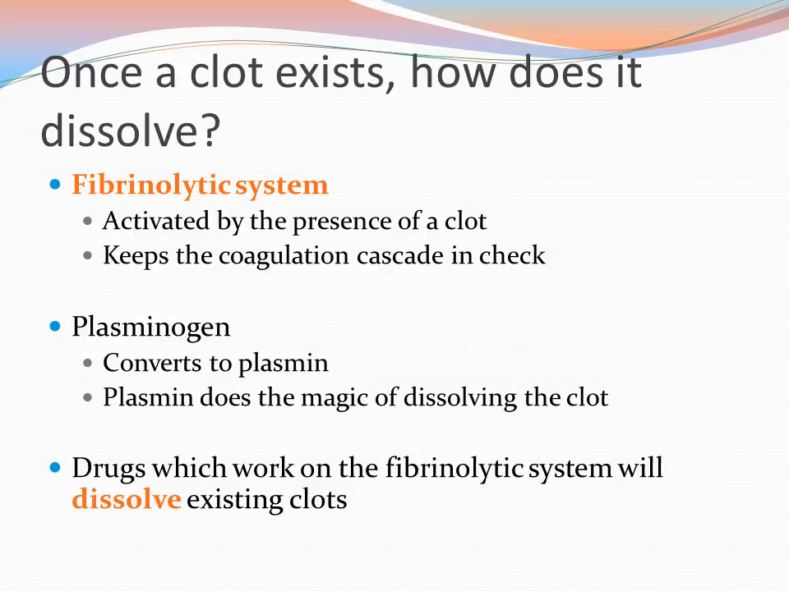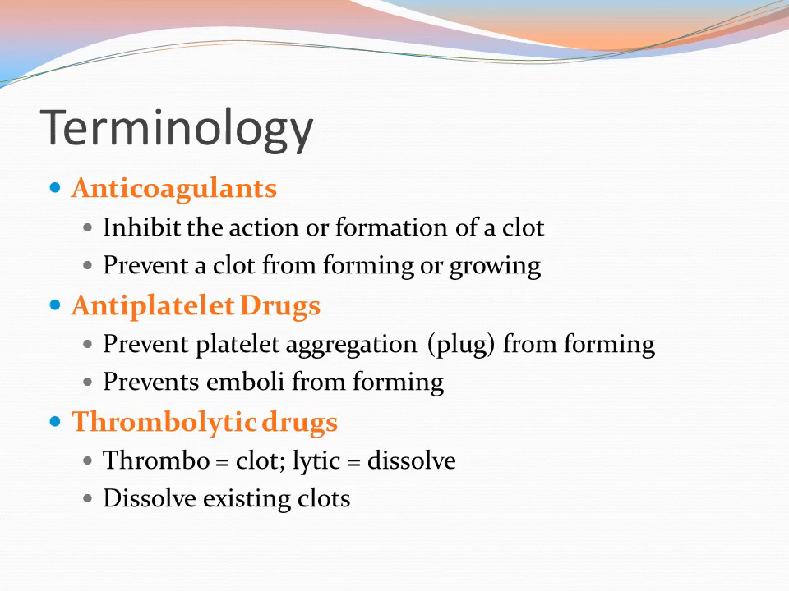Drugs which work on the fibrinolytic system will dissolve existing clots, and that's another key difference between your anticoagulants and your fibrinolytics. A fibrinolytic will actually dissolve an existing clot, whereas an anticoagulation medication is only going to prevent a blood clot from forming, or it's going to prevent an existing blood clot from getting bigger. So that's another key difference. One's working on preventing, and the other one's actually dissolving something which already exists.